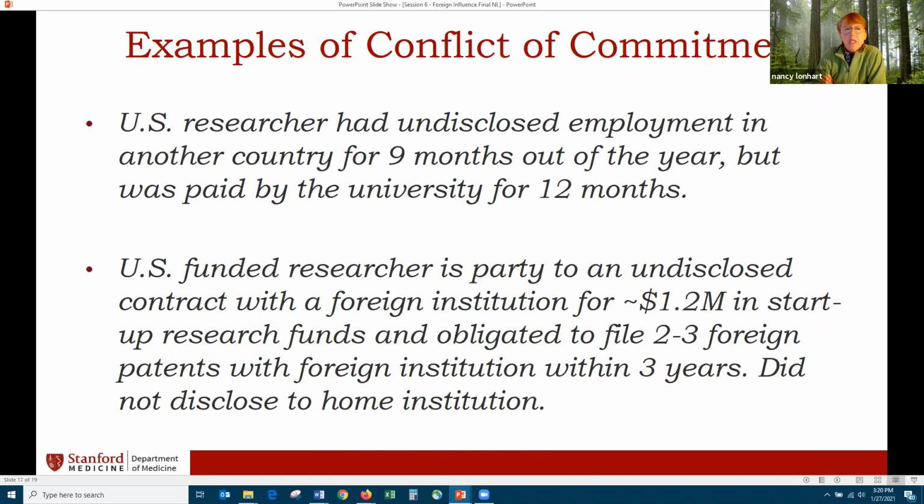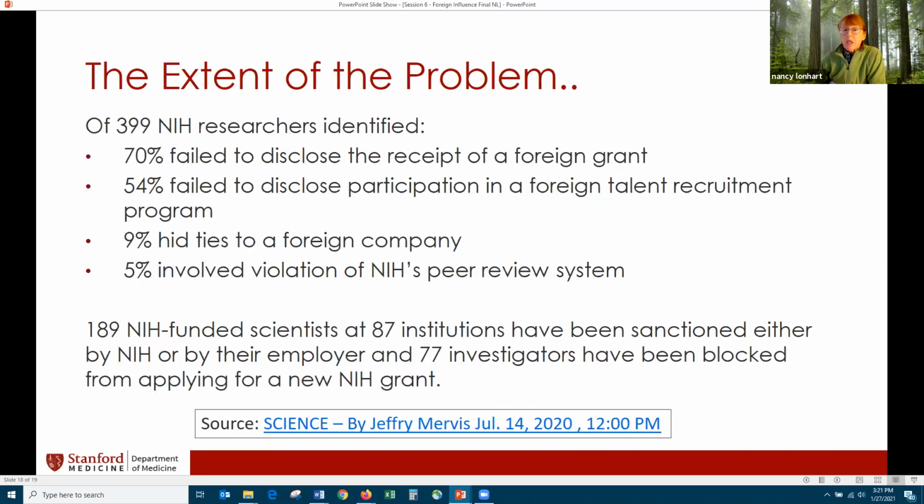And second, a US funded researcher, party to an undisclosed contract with a foreign institution for $1.2 million in startup research funds, and obligated to file 2 to 3 foreign patents with that foreign institution in the subsequent 3 years of that appointment. This person did not disclose this information to the home institution. And this is an example of issues related to the Thousand Talents program. And so let's look at the extent of the problem on the next slide.